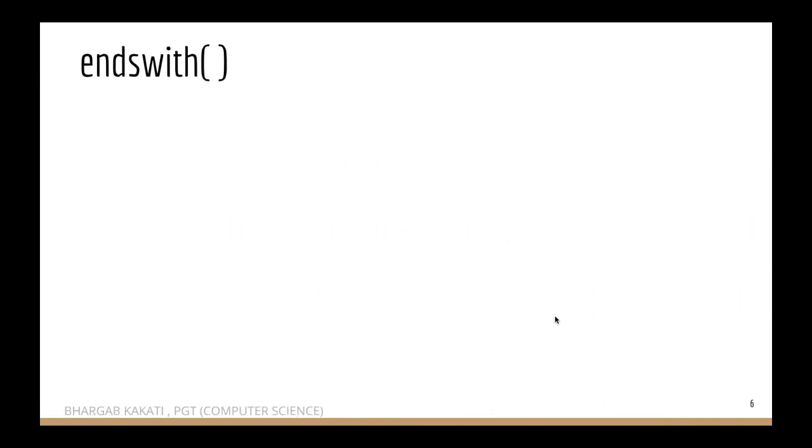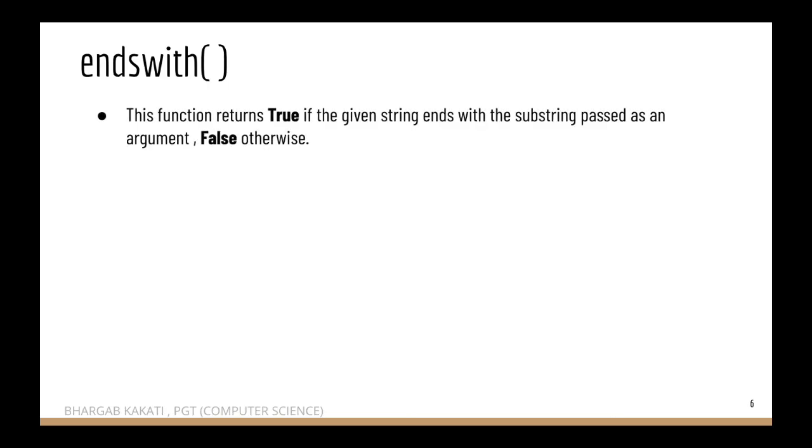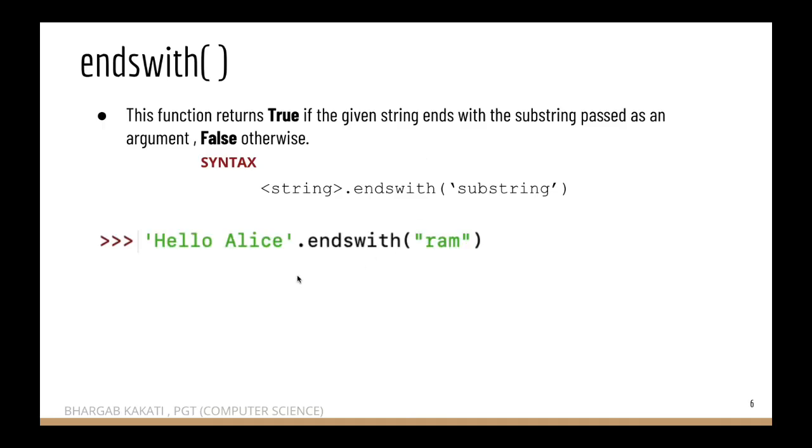We have a similar function called ends with. It works similarly, just the opposite of starts with. This function returns true if the given string ends with the substring passed as an argument, false otherwise. Now here it will check whether the given string ends with the given substring. If it ends, then it will return true, otherwise it will return false. This is how the syntax goes. Follow with the example. If I write hello Alice dot ends with Ram, does it end with Ram?